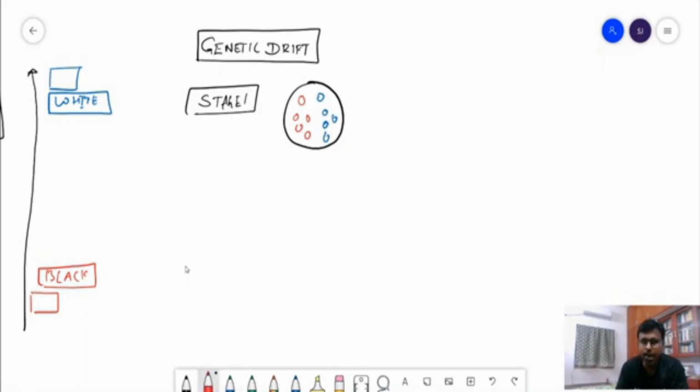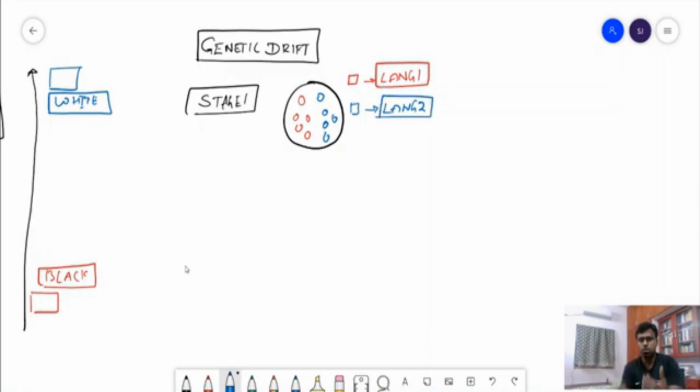But here I will add one more thing. For understanding purposes, I will say the gene with this red color speaks language 1, and blue speaks language 2. But you should know very well that genes do not code for cultural phenomena such as languages. Genes code for biological phenomena. But for understanding purposes, I have taken this example.